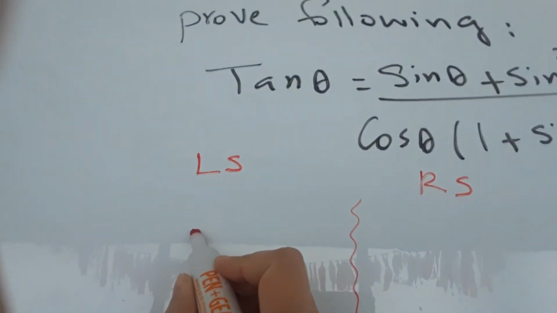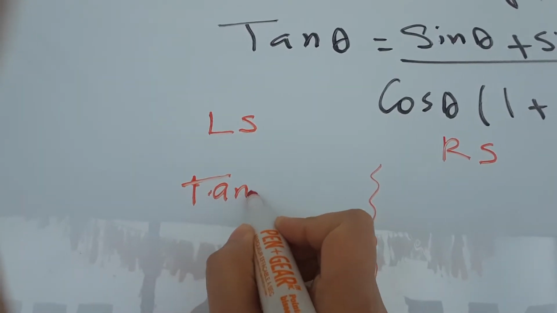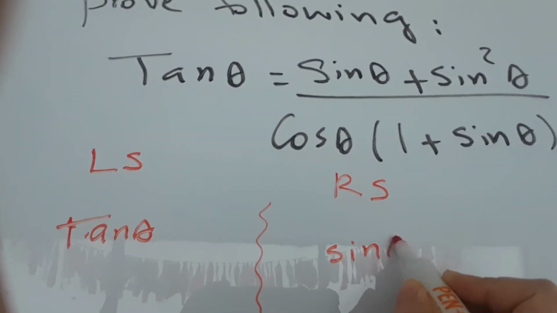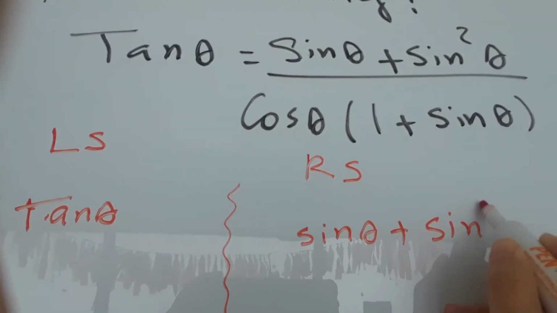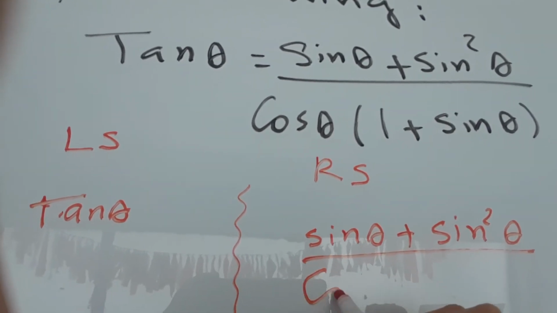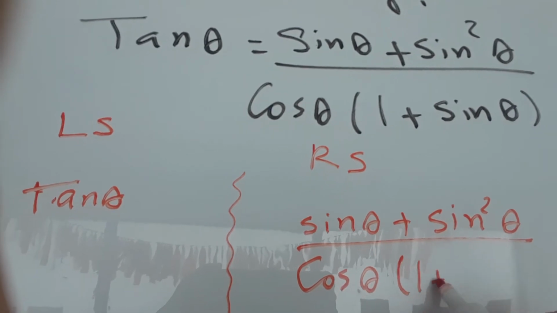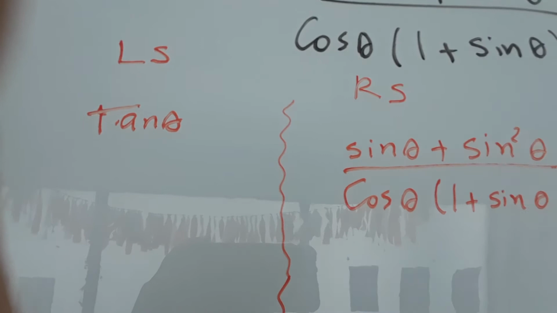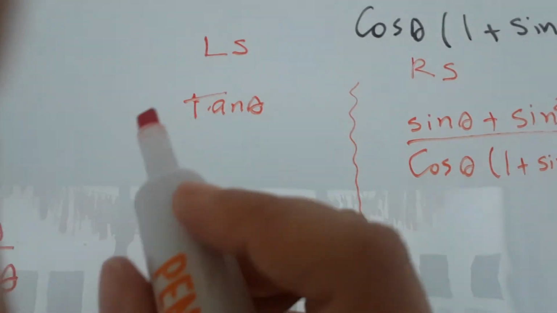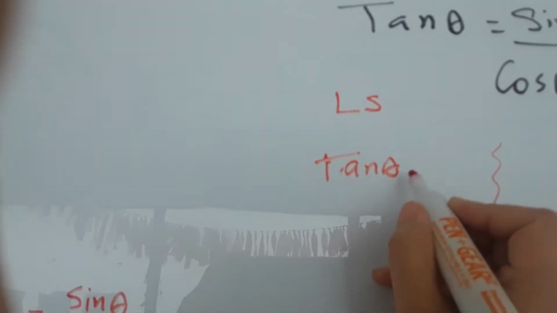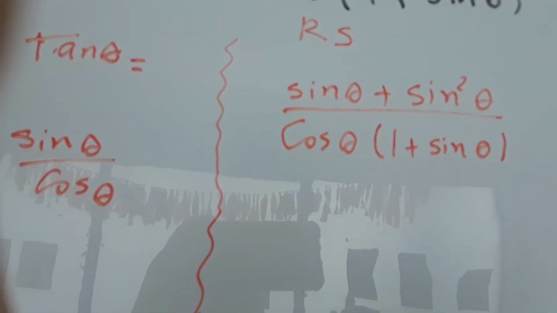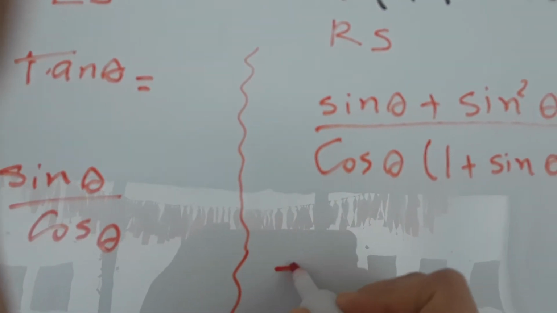What do I have on the left side? Tan theta. And what do I have on the right side? I just copy it down: sine theta plus sine squared theta divided by cosine theta times 1 plus sine theta. I need to prove that the right side is equal to the left side. So what do you think? Here seems very simple. Tan theta is sine theta over cosine theta, as we did and showed. So here I need to simplify that, right?